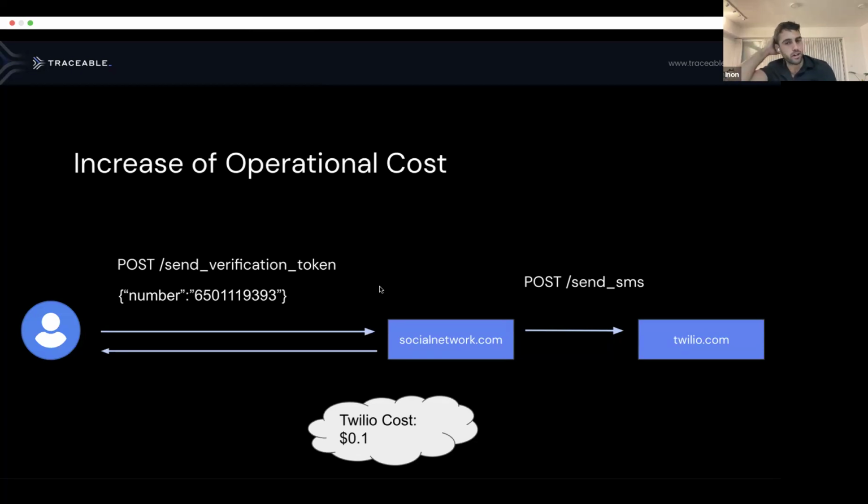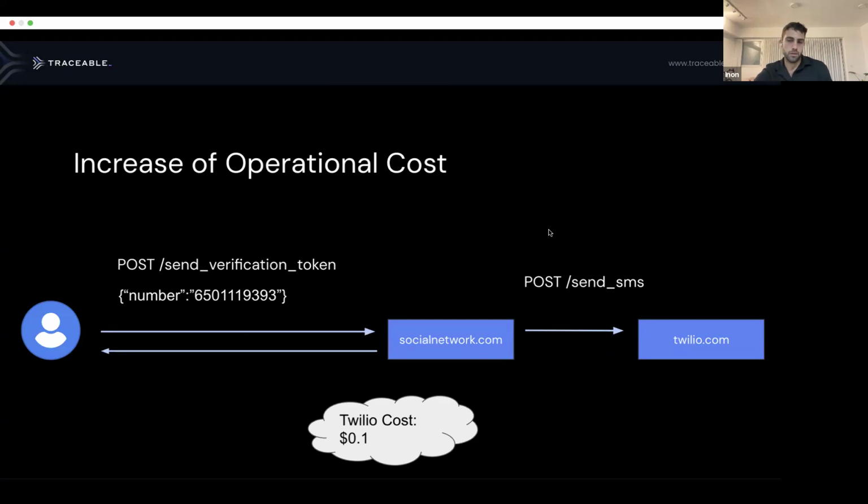Let's say that you have a social network API, and then there is an endpoint to send a verification token to your phone. And as part of this flow, you need to send your number, right? And then the social network would send you a verification token so you can use it to log in or do something else on the API. But the developers of the social network don't know how to send SMS messages, right? They just use a third-party API of Twilio to send the SMS.